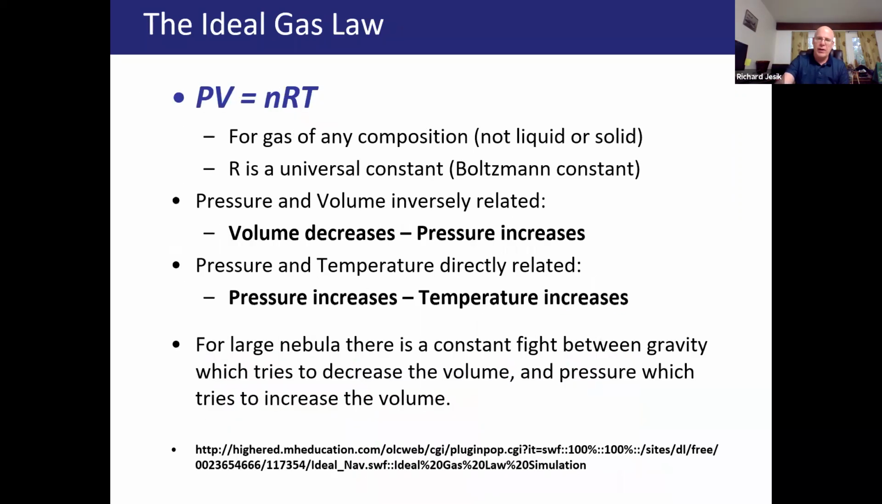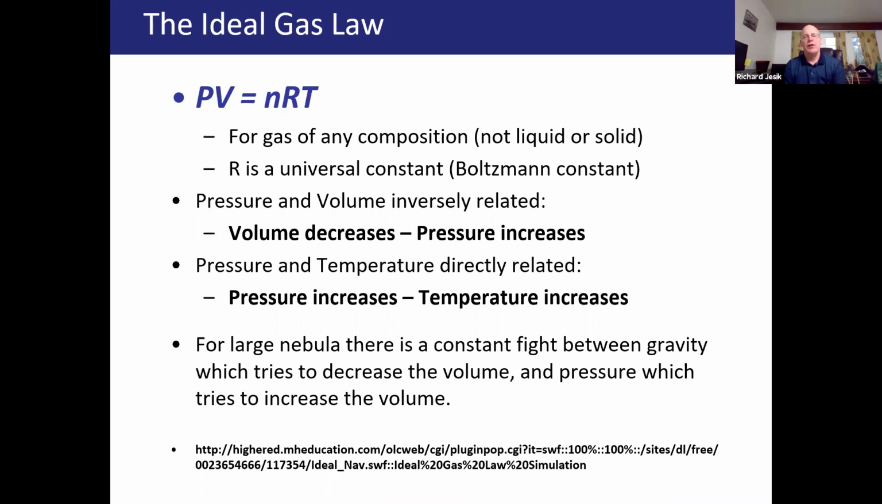If you've ever taken a chemistry class before, I'm not going to test you on this, but you learned the ideal gas law. PV is equal to nRT. The pressure times the volume is equal to the number of particles times some constant of nature called the Boltzmann constant times the temperature.